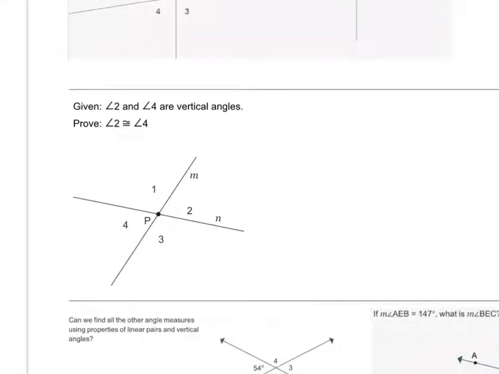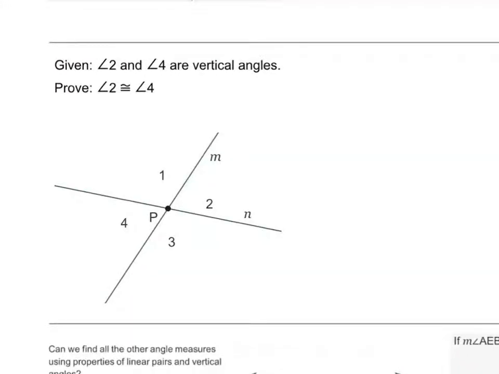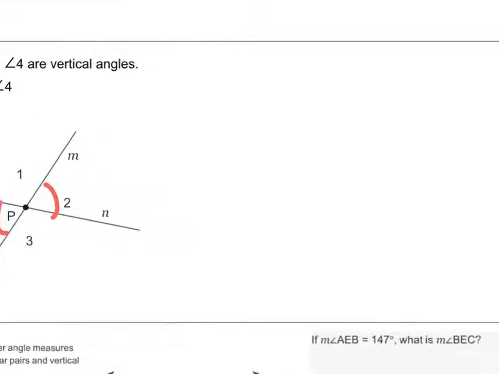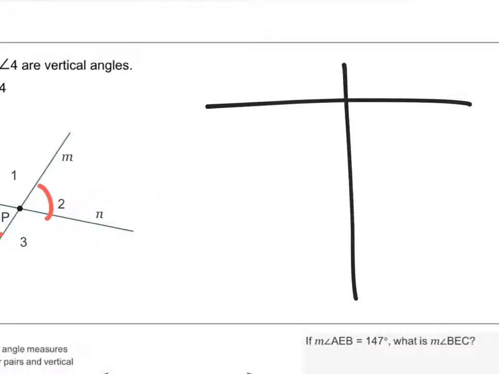Okay, the next one, same thing. We know that angles 2 and 4, you have two intersecting lines here, line M and line N, and they intersect at point P. So we know that 2 and 4 are vertical angles. If they are vertical angles, then we know that they are congruent. So let's just write this out. Same proof as last time. Here's the statement. Here's the reason.